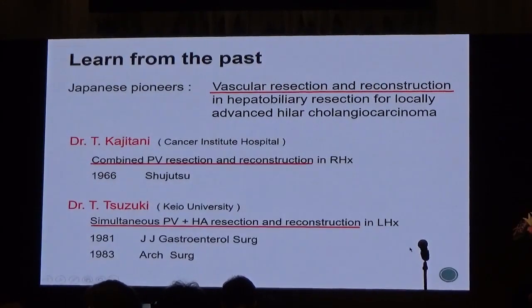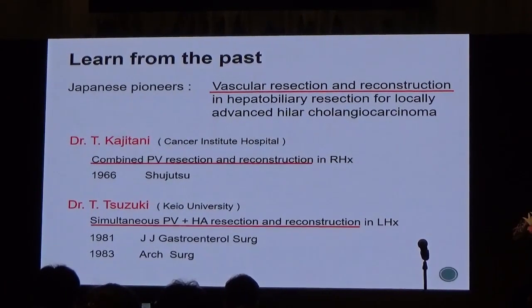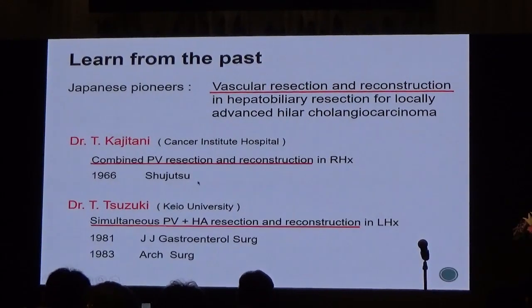We must learn from the past of the Japanese pioneers. Dr. Kajitani reported his first successful case of portal vein dissection and reconstruction in right hepatectomy in a Japanese journal of surgery in 1966. And Professor Suzuki from Keio University reported simultaneous portal vein and hepatic artery dissection and reconstruction in left hepatectomy, first in a Japanese journal, and the second in Archives of Surgery in 1986.